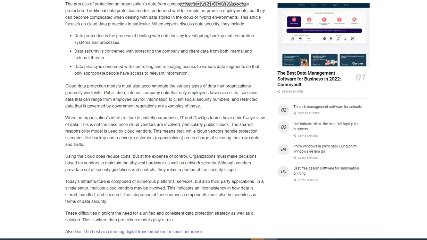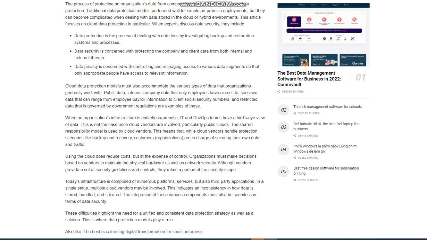Using the cloud does reduce costs, but at the expense of control. Organizations must make decisions based on vendors to maintain the physical hardware as well as network security. Although vendors provide a set of security guidelines and controls, they retain a portion of the security scope.